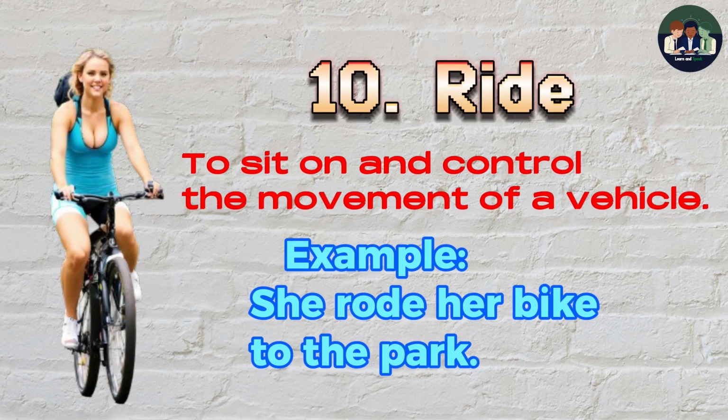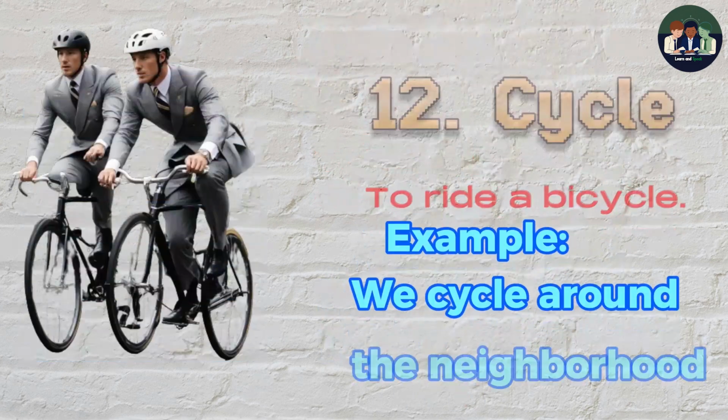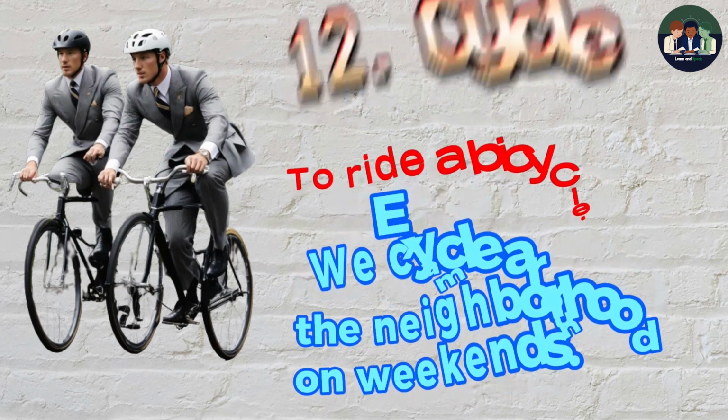10. Ride: to sit on and control the movement of a vehicle. Example: She rode her bike to the park. 11. Drive: to operate and control a vehicle. Example: He drives a taxi for a living. 12. Cycle: to ride a bicycle. Example: We cycle around the neighborhood on weekends.